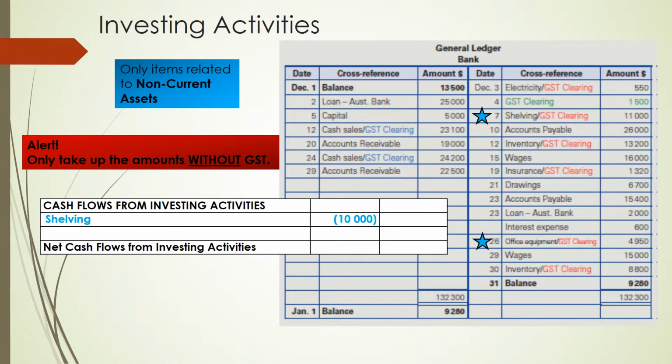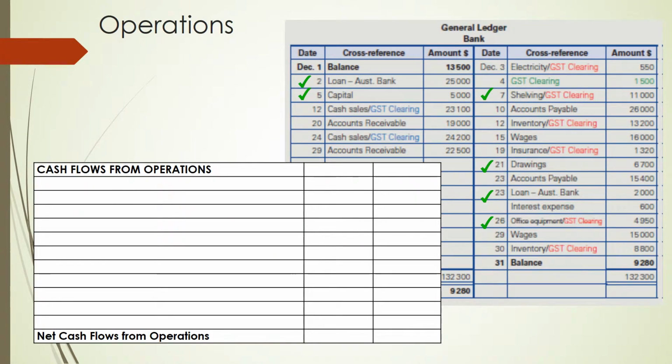Next, we have a purchase of office equipment on the 26th. And this gives us an amount of $4,500 excluding GST. Work out the subtotals and the net cash flows from investing activities. Okay, so for our operations section, we are reporting all other items. So basically anything that weren't included in the financing or investing activities sections will be reported here.